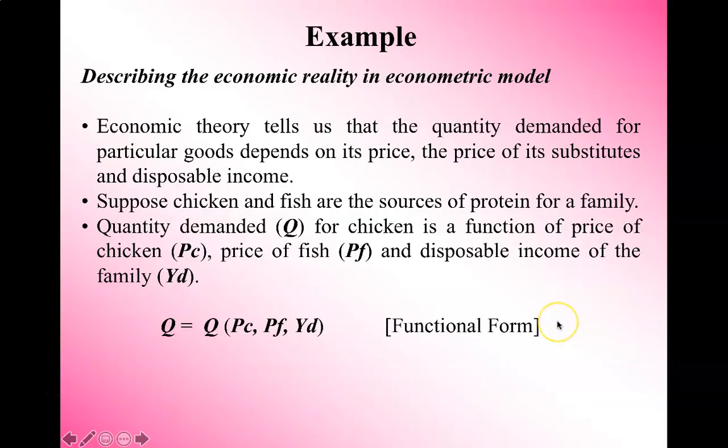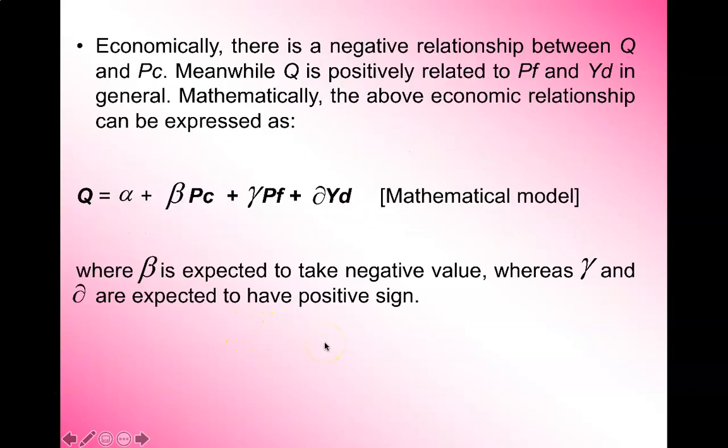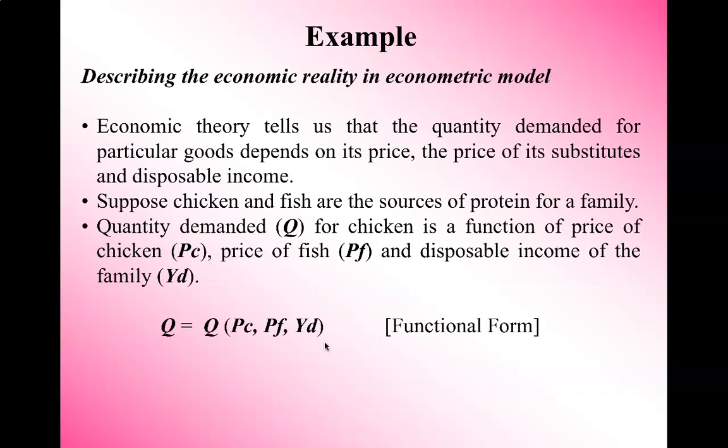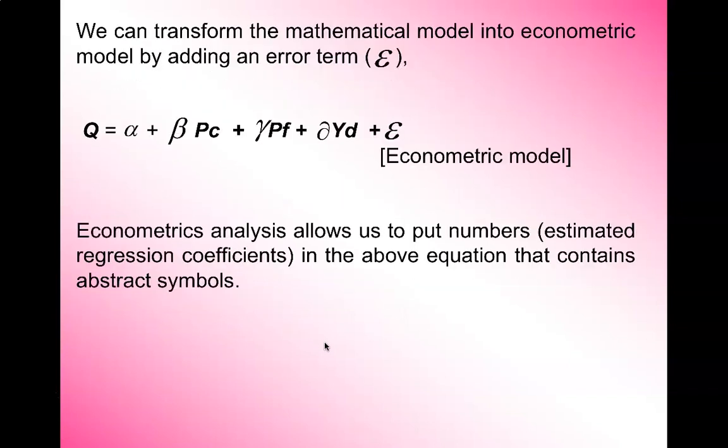So basically, as I mentioned just now, this is describing economic reality in an econometric model. This one is a functional model, a simple one: quantity demanded equals a function of the price of chicken, the price of fish, and disposable income, right? Quantity demanded depends on its own price, the price of a substitute, and disposable income. So let's say this is chicken. Quantity demanded of chicken equals a function of its own price, the price of fish, and disposable income. It's a functional form. This is a mathematical model, and then this is the econometric model.